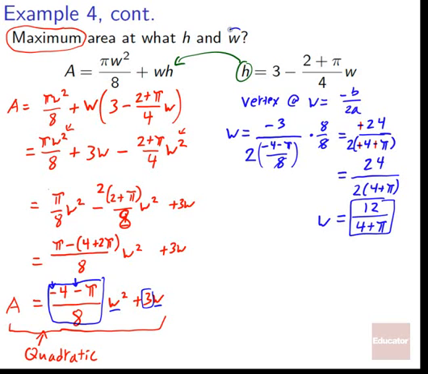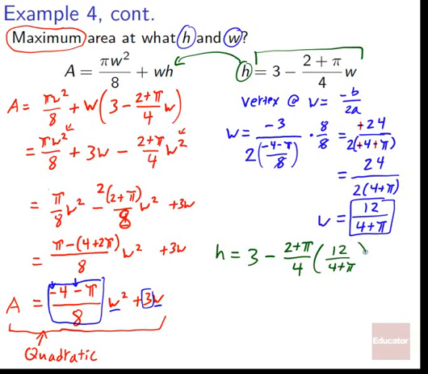Now, they asked, what h and w? So since we have to figure that out, we know h is equal to 3 minus 2 plus pi over 4 times w. So h is going to be at its maximum as well, since it's the h and w, 3 minus 2 plus pi over 4 times 12 over 4 plus pi as our w. So we notice that 4 can knock out the 12 and we'll get 3 up top. So we get h is equal to 3 minus 3 times 2 plus pi over 4 plus pi.